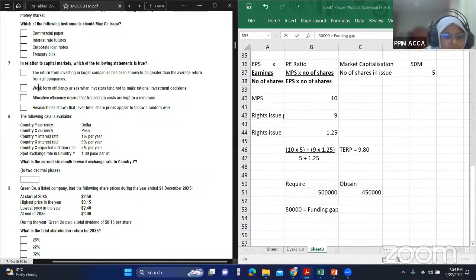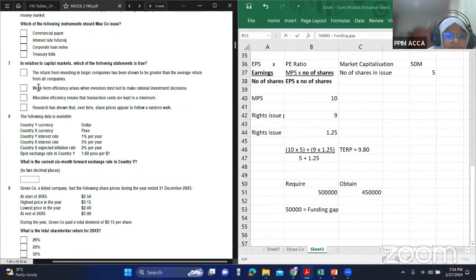Just because a company is large, it doesn't mean the return is also going to be large. Okay. Weak firm efficiency arises when investors tend not to make rational investment decisions. Weak firm efficiency means the share price, for example, is not reflecting all the information that is available even publicly. So it will reflect maybe past share movements, but even publicly available information it is not reflecting. Okay. So that and investors not making rational decisions are two different things. So it doesn't make sense. There is no way to explain that statement really. So it can't be B.